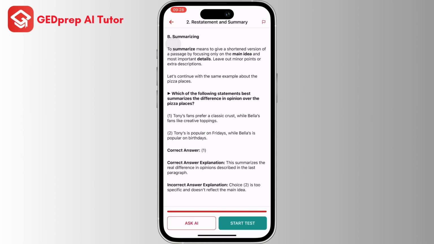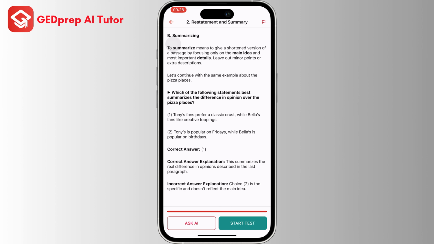1. Tony's fans prefer a classic crust, while Bella's fans like creative toppings. 2. Tony's is popular on Fridays, while Bella's is popular on birthdays. Correct answer is Tony's fans prefer a classic crust, while Bella's fans like creative toppings. Explanation. This option clearly sums up the main difference in opinions. The debate is really about crust versus toppings. Why not option 2? That choice is too specific and doesn't capture the main idea of the passage.